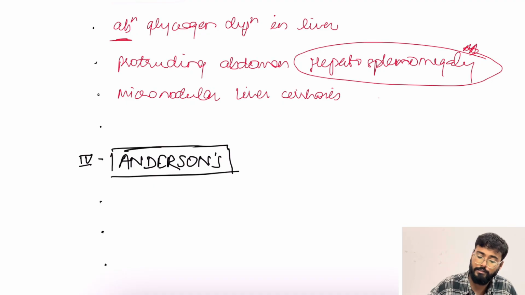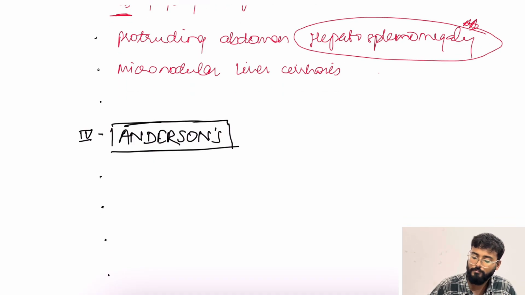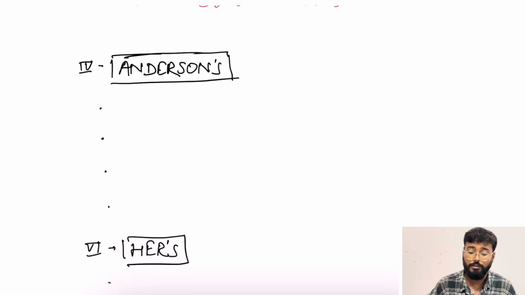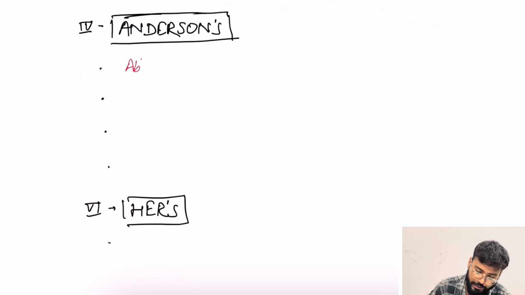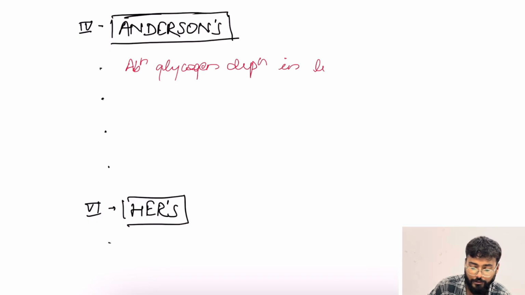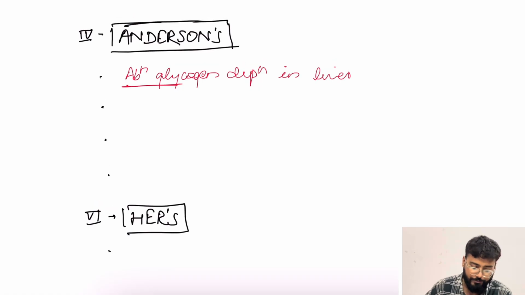Okay, so now let's see, the next type is your Andersen's. So what are all you are going to see in the case of Andersen's? Here also you will see the deposition of abnormal glycogen in liver. Abnormal glycogen is going to get deposited inside the liver in case of Andersen's. Plus you are going to see ketosis.